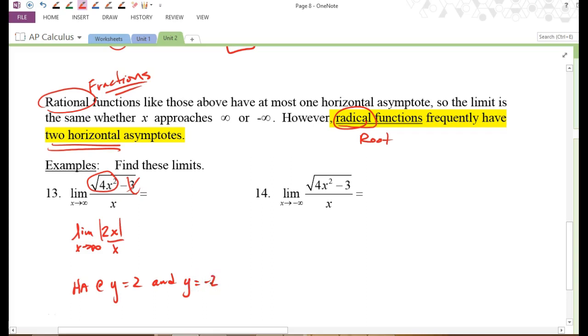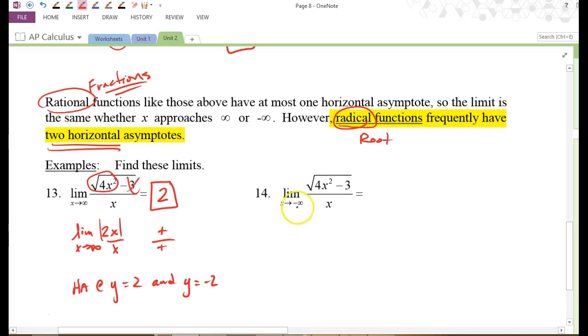Okay, so at this point I know I've got a 50-50. It's either going to be a positive 2 or it's going to be a negative 2. So I'm going to use my sign analysis and think, if I put a positive number into the x, I would have 2 times a positive number, an absolute value, that would be positive. And if I put a positive number into the x in the denominator, it would still be positive. So I know that I'm going to have a positive asymptote. The positive asymptote is at 2, so this would go to positive 2.